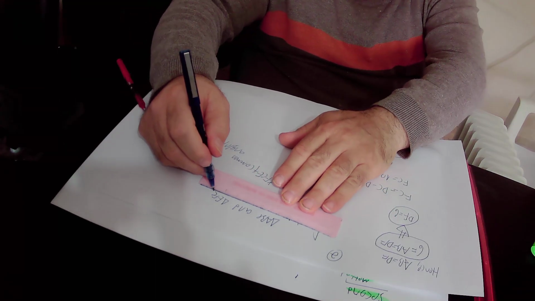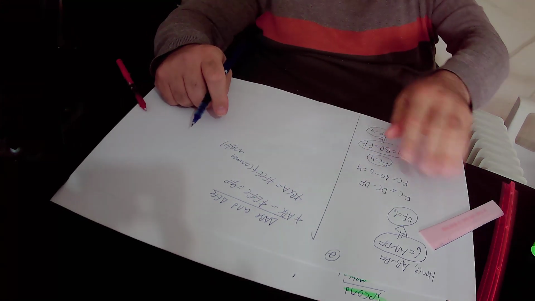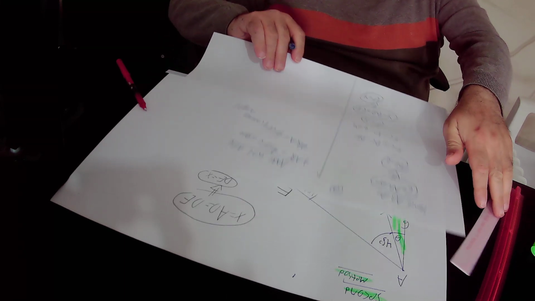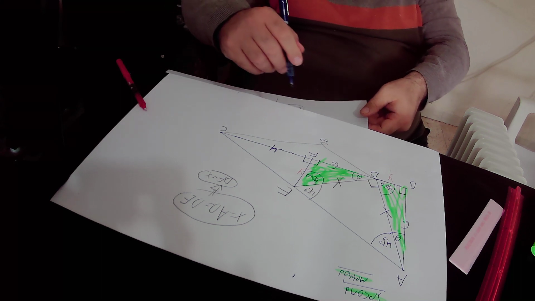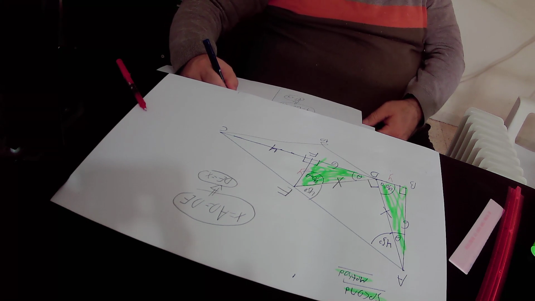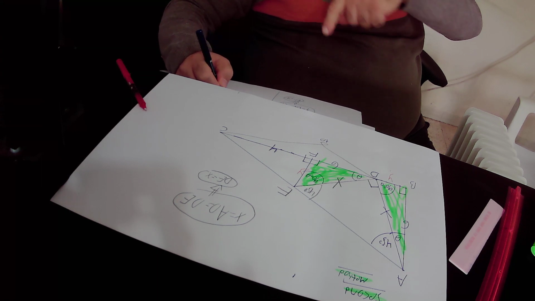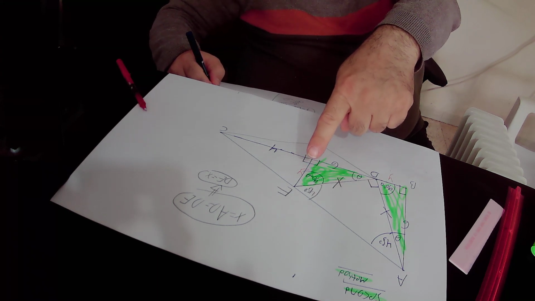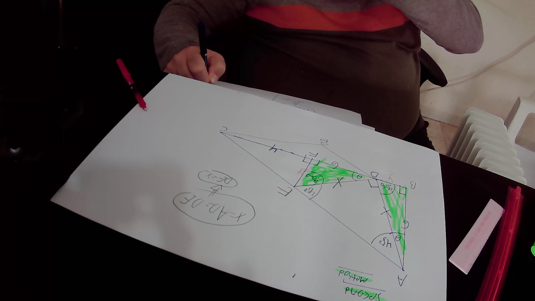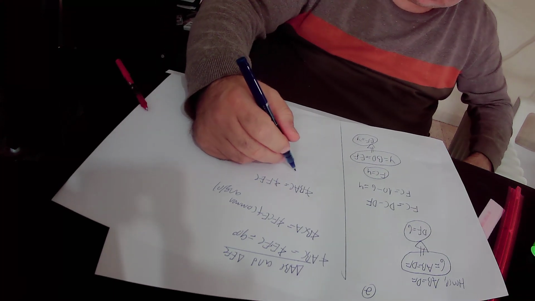I'll repeat again: in triangle ABC and triangle EFC, angle ABC equals angle EFC equals 90 degrees, angle BCA equals angle FCE, it is a common angle, and the third angle, angle BAC, will be equal to this angle, which is angle FEC. And they will be equal to each other according to the third angle theorem.